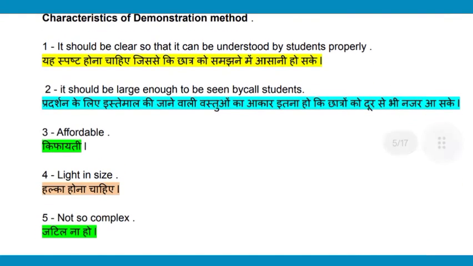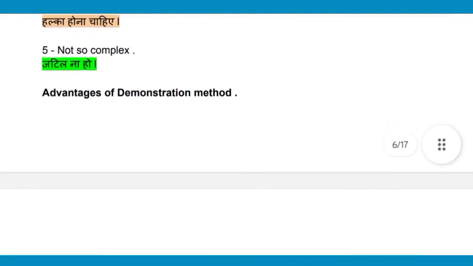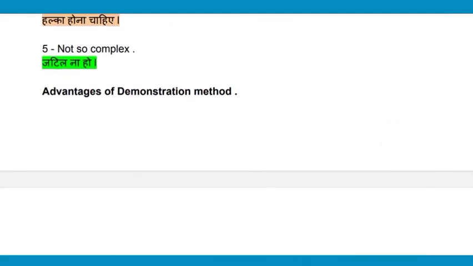Affordable, so it should not be very costly. Light in size, because if the teacher is trying to show them something, it should be very light in weight so that the teacher can easily handle it. After that, not so complex. It should be simple so that the teacher can easily explain and students can easily learn.